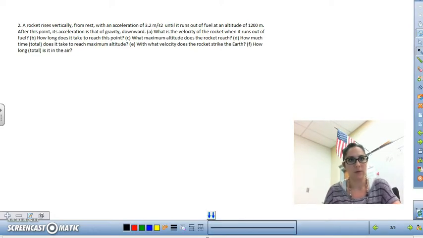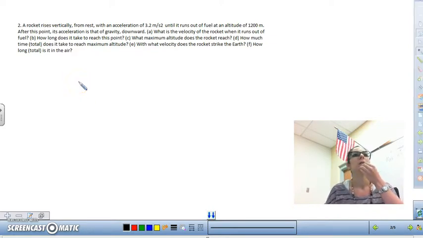Alright, let's get organized. A rocket rises vertically from rest with an acceleration of 3.2 meters per second squared until it runs out of fuel at an altitude of 1200 meters. After this point, the acceleration is that of gravity downward.